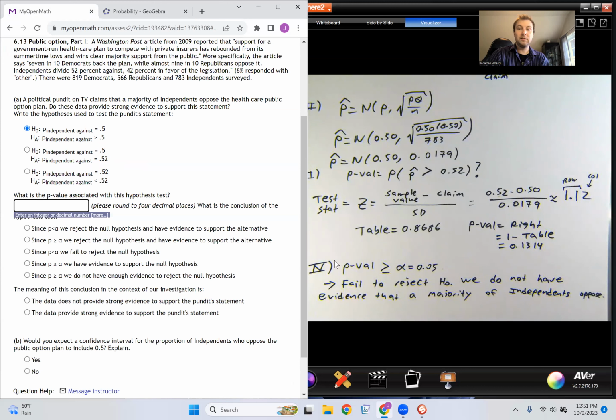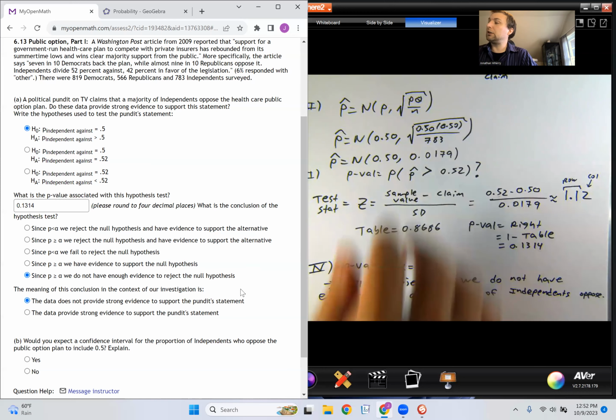It asked me for my p-value. That was 0.1314. My p-value was greater than or equal to my alpha, so I failed to reject the null hypothesis. Since our p-value is greater than or equal to alpha, we do not have enough evidence to reject the null hypothesis. So this does not provide evidence to support the pundit statement.